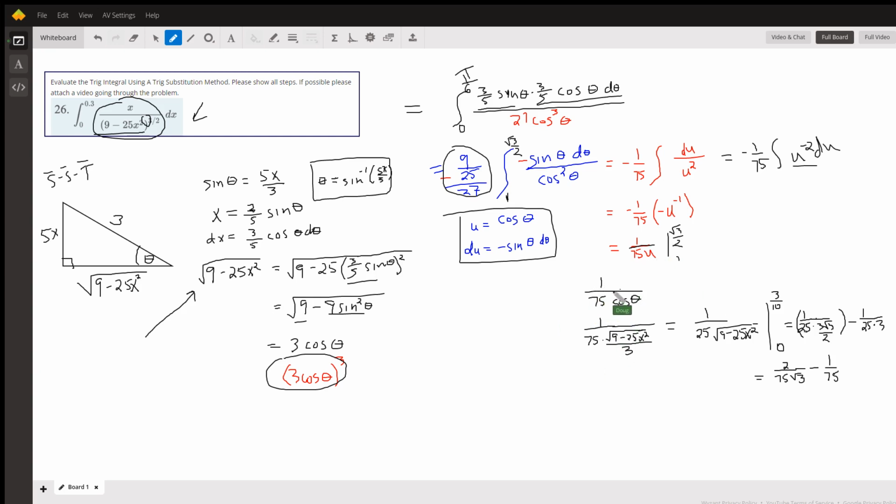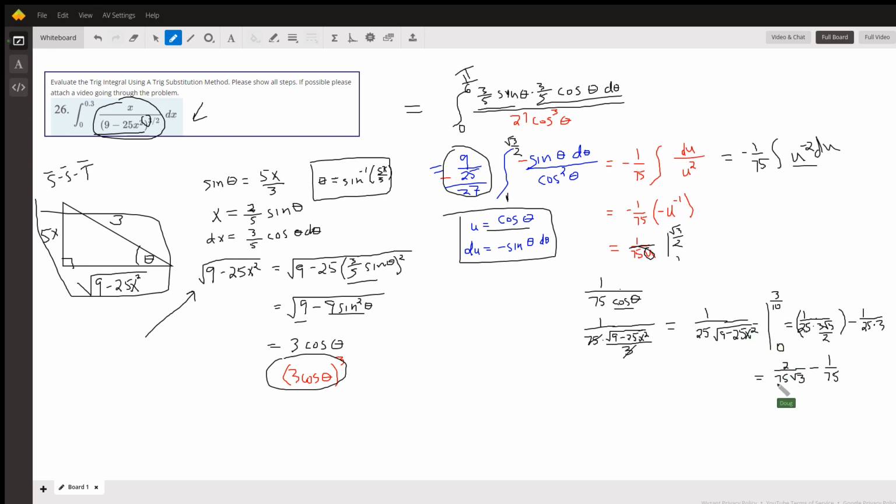Okay, but if we go backwards, I'll replace this u with cosine of theta, and then cosine of theta, well, I look back at this right triangle. That's why I draw it. Here's theta. The cosine of theta is this radical over 3. So there's the cosine of theta right there. This 3 goes into 75 25 times. And now this is what I'm evaluating from 0 to 3/10.